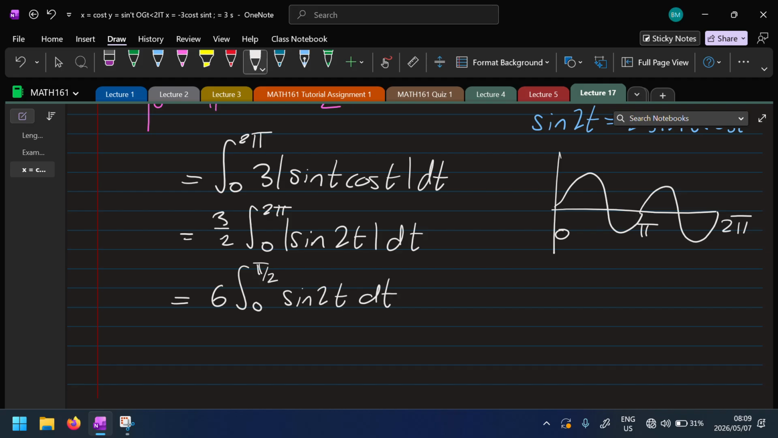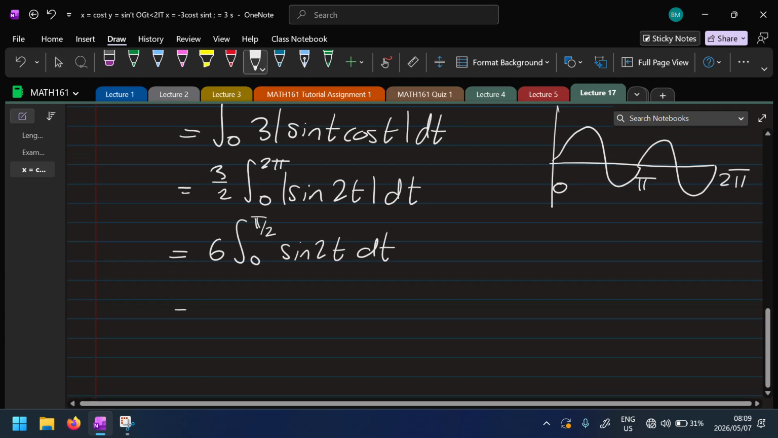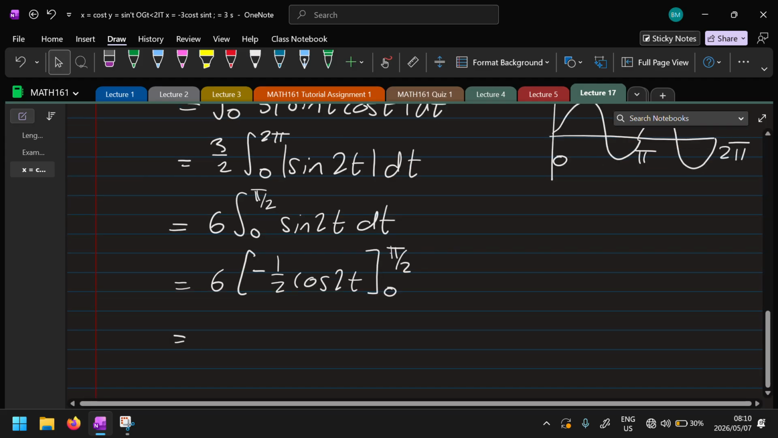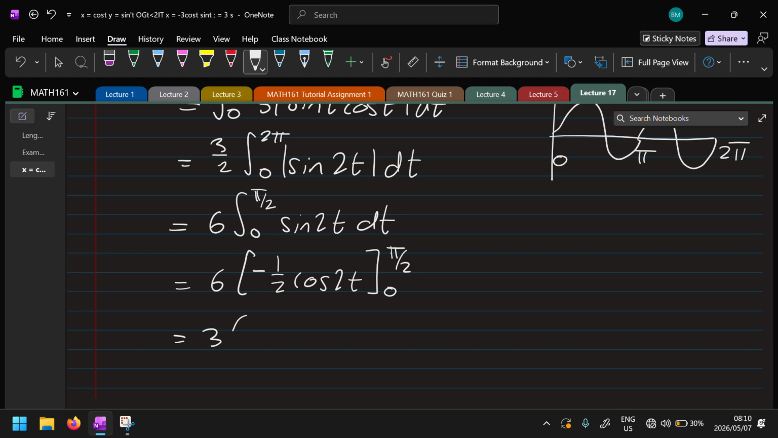Now the absolute value is gone. We don't need to worry about that anymore. So this is going to be 6. The integral of sine is minus cos. Then we need to divide by 2 there. So 6 over 2 will just be 3 on the outside. So for the first one, we put in pi over 2. What do we get?